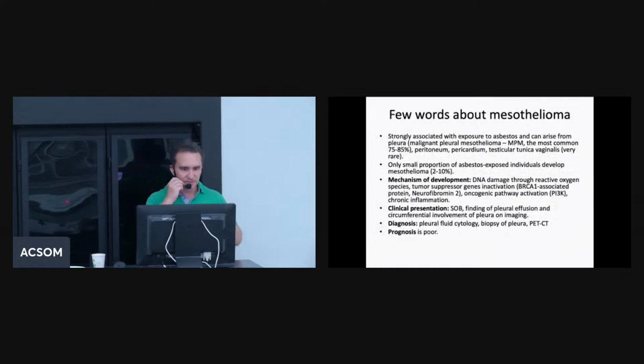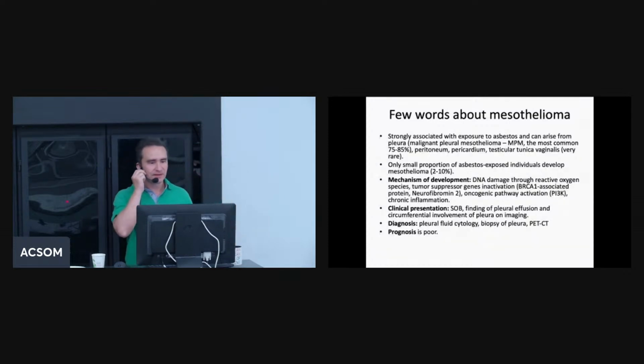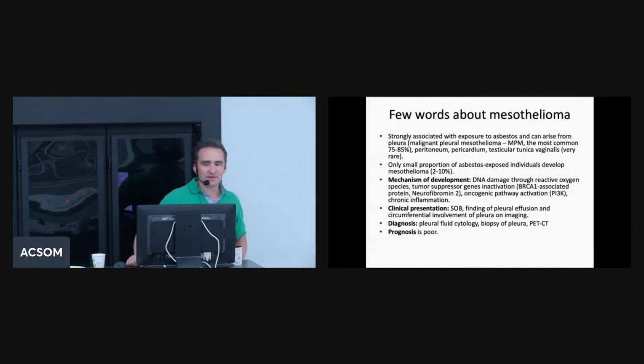So a few words about mesothelioma. It's strongly associated with exposure to asbestos. It can arise from the pleura, which is the most common, in 75-85%, but it may arise from other linings as well, including peritoneum, pericardium, and testicular tunica vaginalis, which is very rare. And only a small proportion of asbestos-exposed individuals will develop mesothelioma, like 2 to 10%.